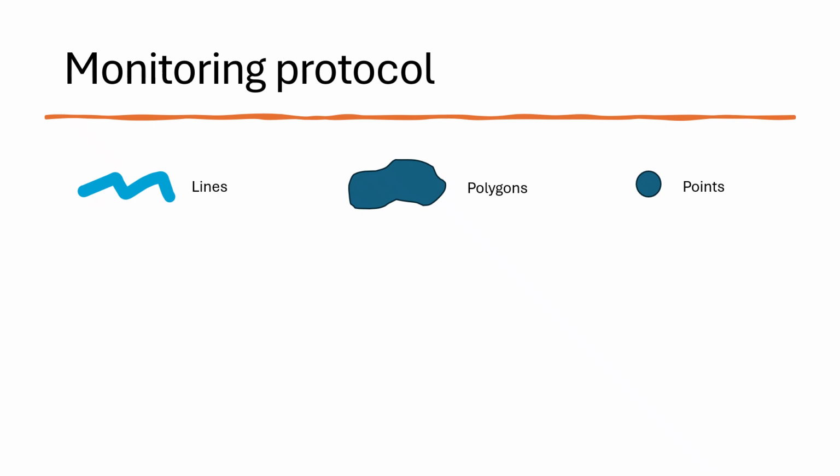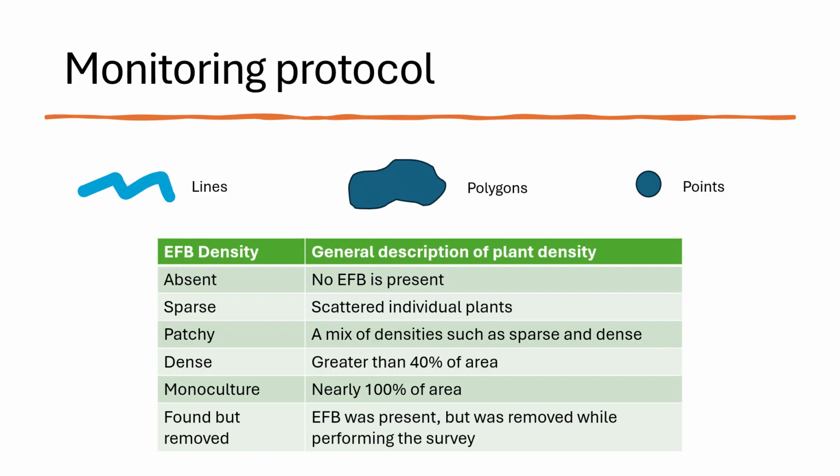When creating your lines or polygons, you will need to note the density of EFB at that location. We use the same density categories as MISIN. Absence means that there is no EFB present. Sparse is scattered individual plants. Patchy means that there is a mix of densities, such as sparse and dense. Dense means that more than 40% of the area is covered with EFB. And monoculture means that nearly 100% of the area is covered with EFB. And then found but removed means that EFB was present but was removed while performing the survey.